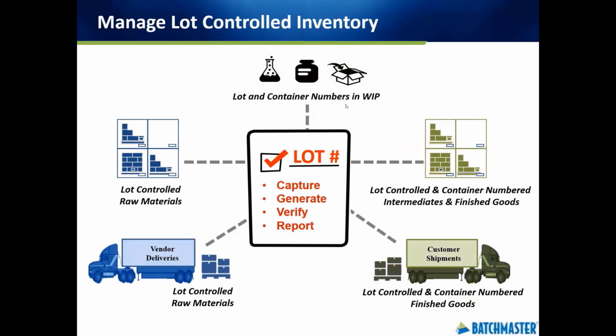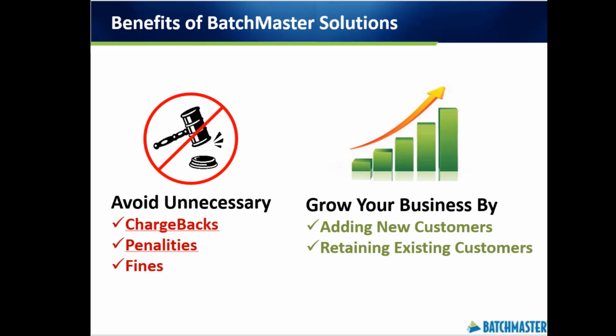In WIP, we're going to generate a lot number for an intermediate or finished good formula. And that particular inventory will be put away, picked and shipped. And throughout that entire order fulfillment process, we are going to capture and verify the lot numbers as well.